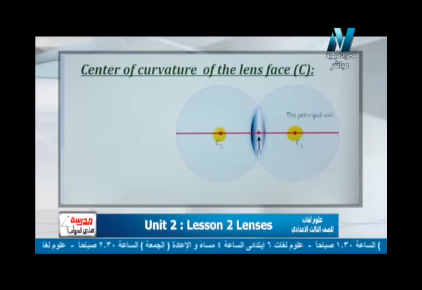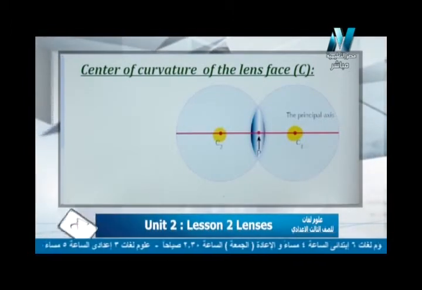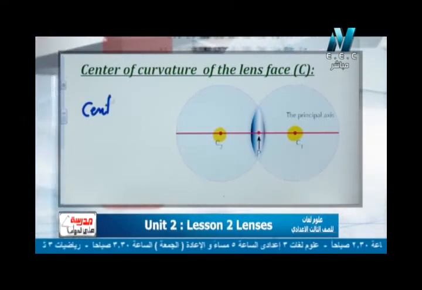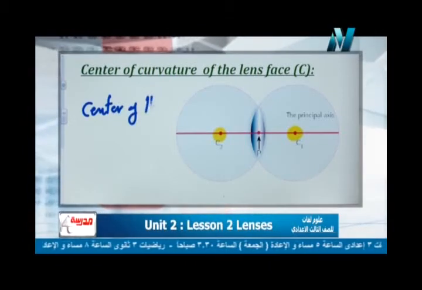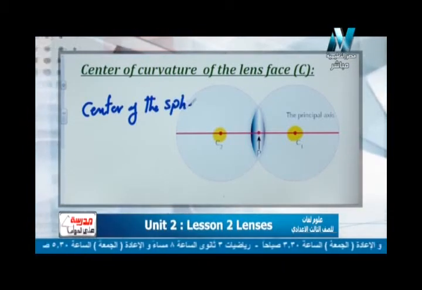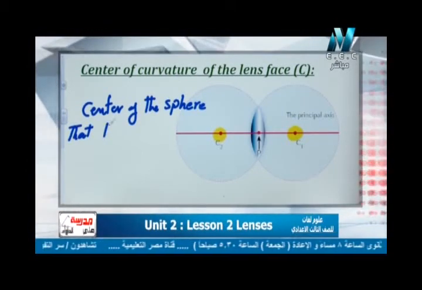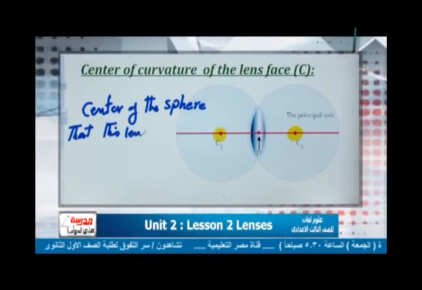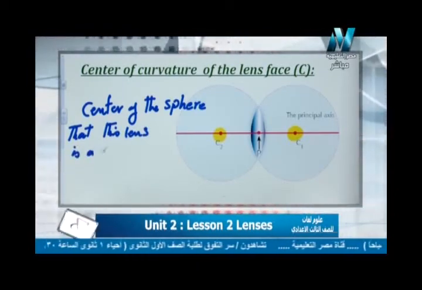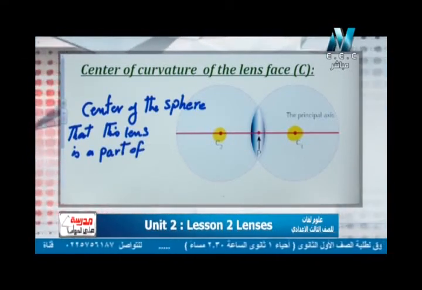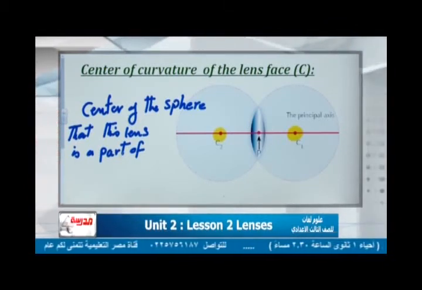Okay, so here we have number one as we talk about the center of curvature. We have C1 and C2. So center of curvature is what? Is the center of what? Of the sphere. Center of the sphere that the face of the lens is a part of.